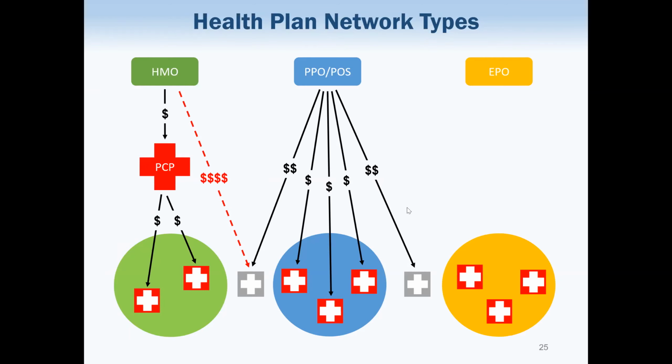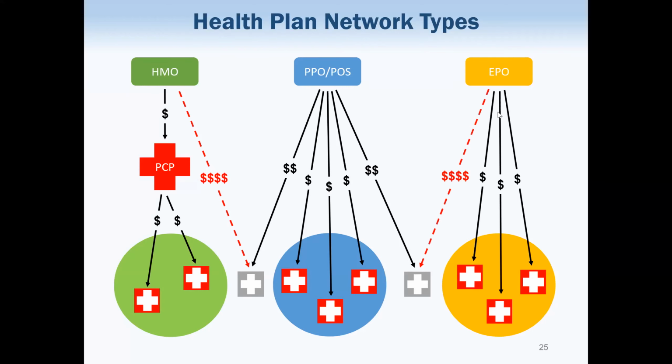Now, in the Affordable Care Act marketplace years, a couple years ago, we've seen much more of the EPOs, or exclusive provider organizations. And this is basically a hybrid of the other two models where you don't have to worry about that gatekeeper, but you also don't get out-of-network coverage.